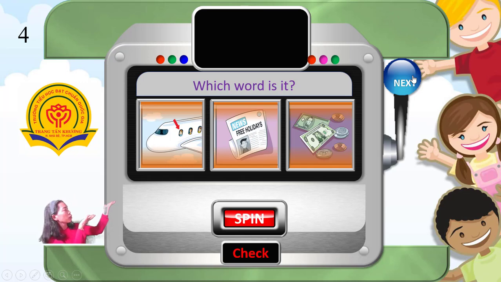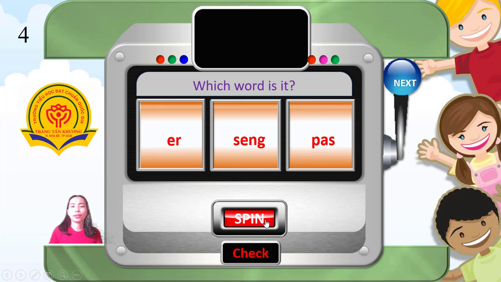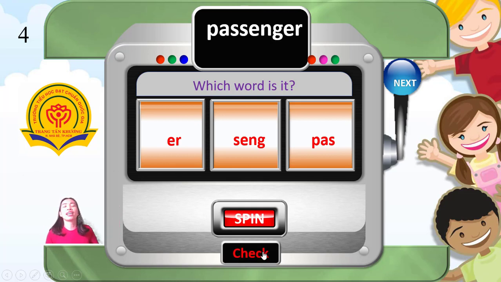As you see, the words are bus center, newspaper, and money. 3 pictures. Now, let me spin so that you can see the letters. Go! What word is it? Do you see? Let me check. And yes, bus center. Next.